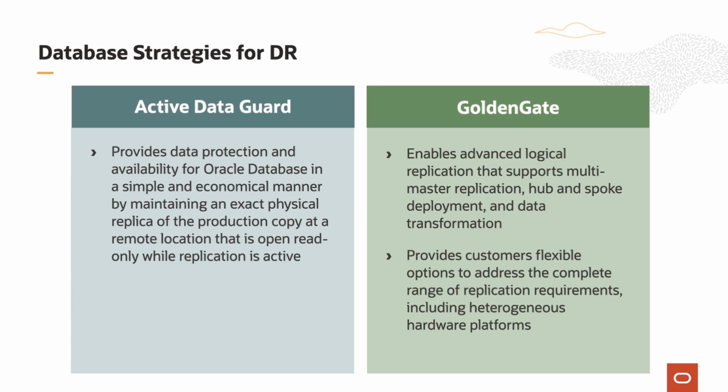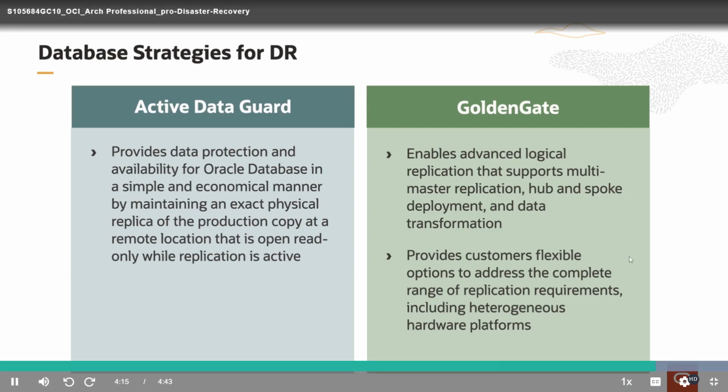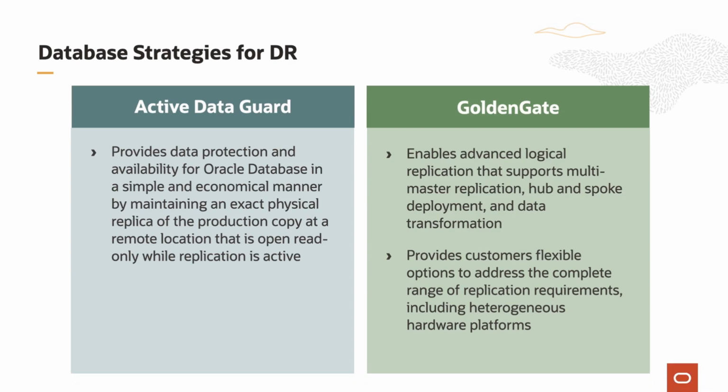If you want to implement more advanced replication features, the choice is Golden Gate. It replicates, filters and transforms data from one database to another database. It enables the replication of data between Oracle databases and other supported heterogeneous databases. It can be installed on-premises or as a platform service on OCI.